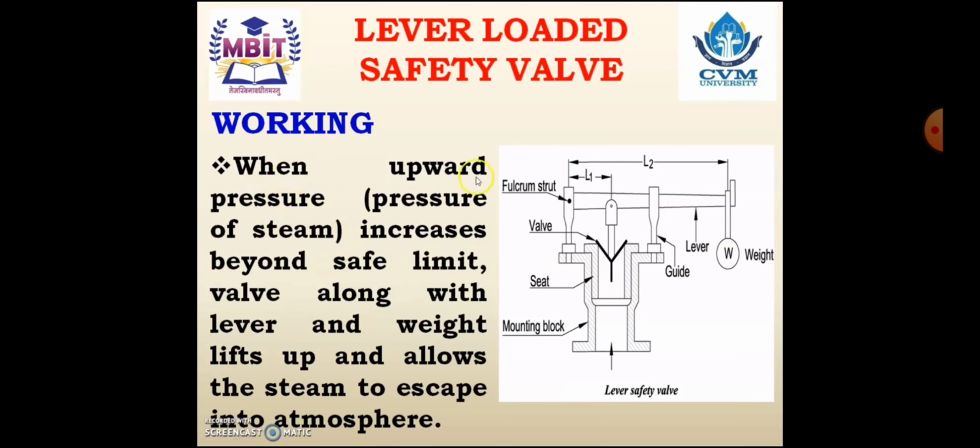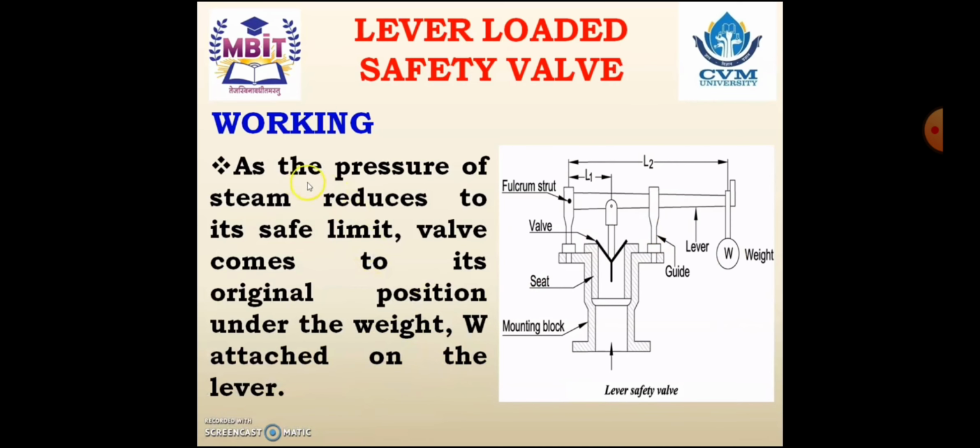Again the same: when the upward pressure, that is the pressure of steam, increases beyond the safe working limit, the valve along with the lever and the weight lifts up and allows the steam to escape into the atmosphere. And as the pressure of steam reduces to its safe value, the valve comes back to its original position under the weight W attached on the lever. So due to the weight W, the lever comes down and due to that the valve also takes its original position.